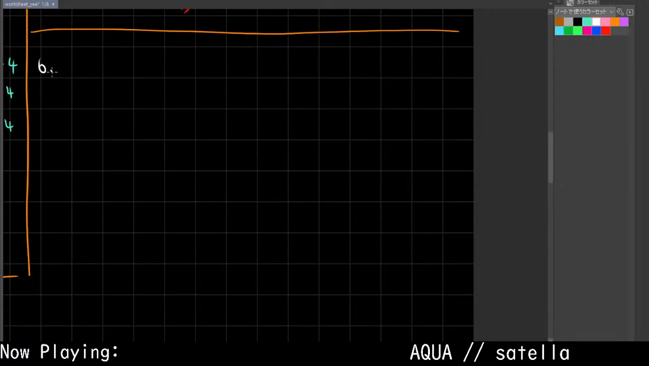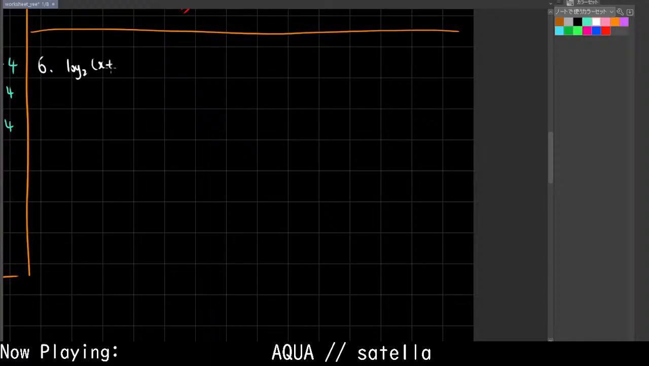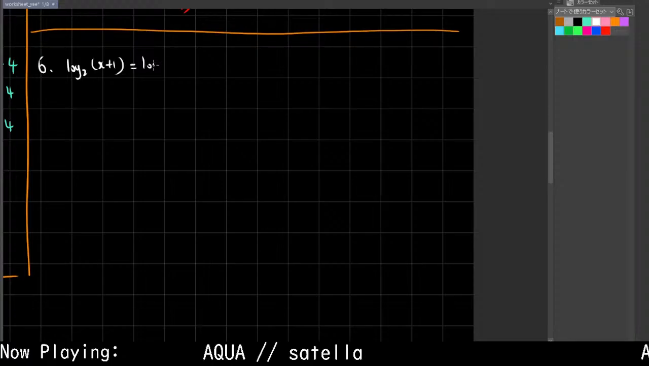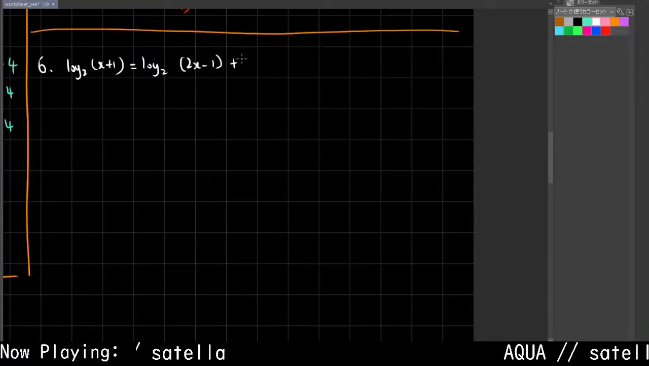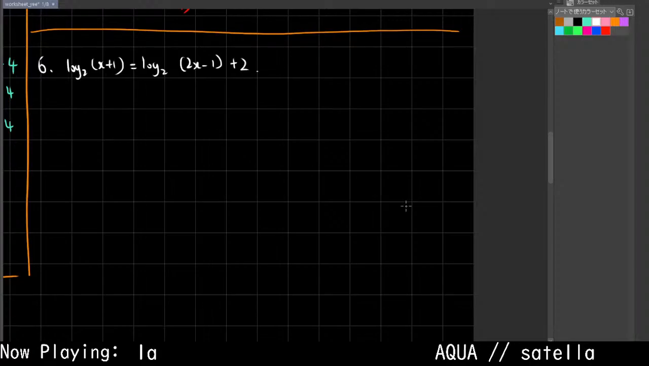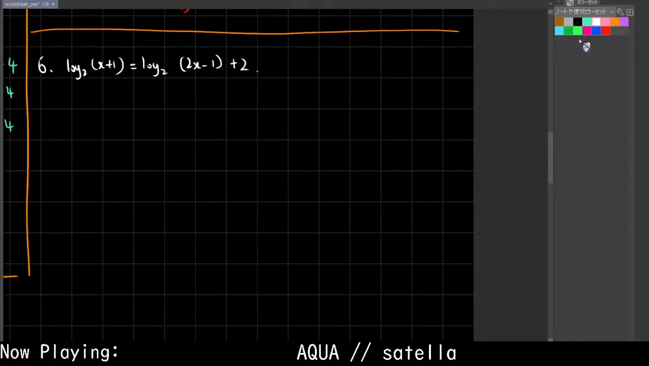So the equation you want to solve in this case is log base 2 of x plus 1 equals log base 2 of x minus 1 plus 2. You want to combine the logs together, so you rearrange it.